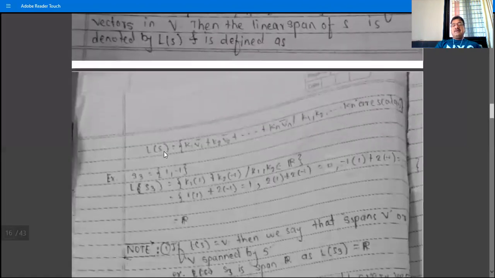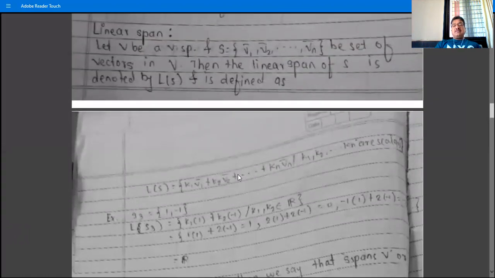Suppose S is the set containing the elements v1, v2, ..., vn. Then L(S) is the set of all linear combinations. And obviously this k1v1 + k2v2 + ... + knvn belongs to V for all k1, k2, ..., kn, because V is a vector space and therefore V is closed for addition and closed for scalar multiplication. So v1 is an element of V, so k1v1 is an element of V. v2 is an element of V, so for any scalar k2, k2v2 belongs to V. In this way, knvn belongs to V because vn is an element of V, and therefore for any scalar kn, knvn belongs to V.